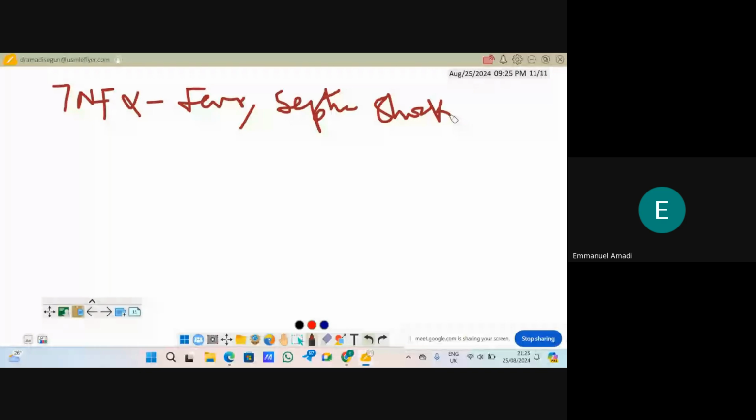Now, the TNF alpha is responsible for maintaining granuloma. I'm going to talk about this when I talk about interferon gamma.